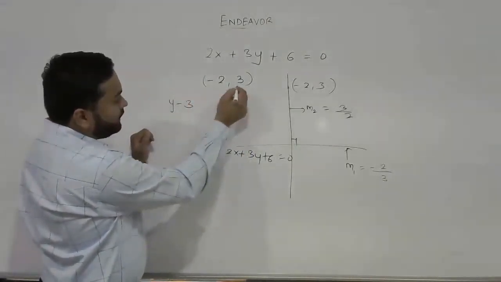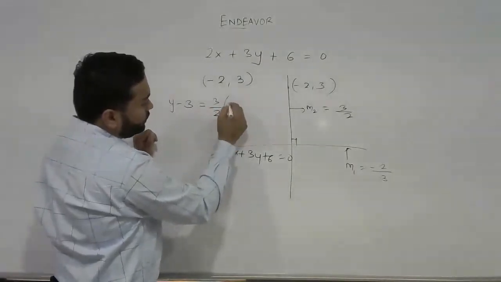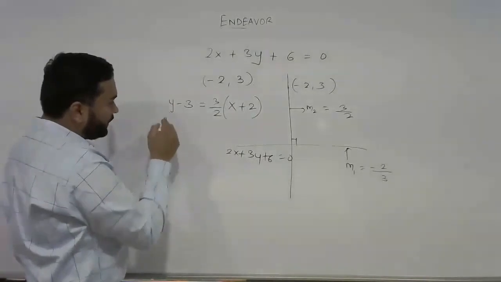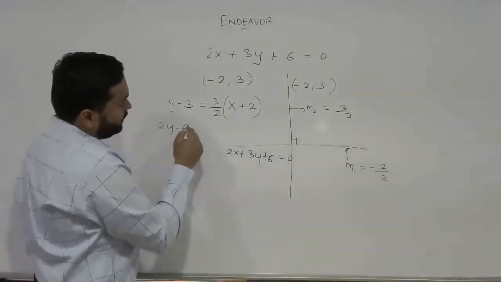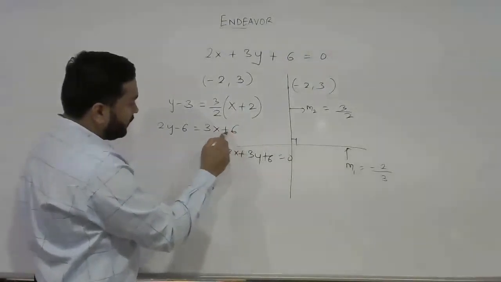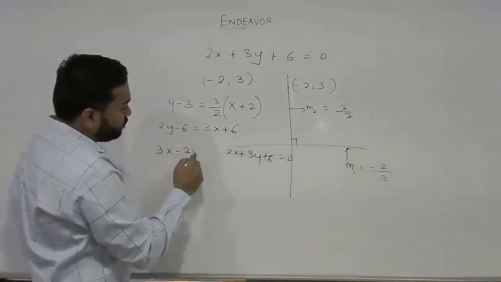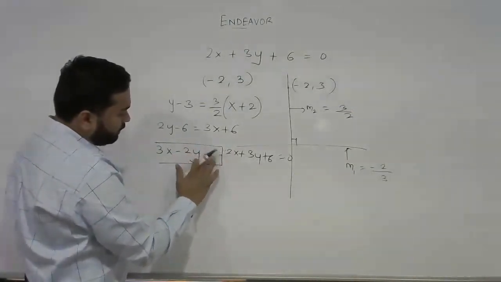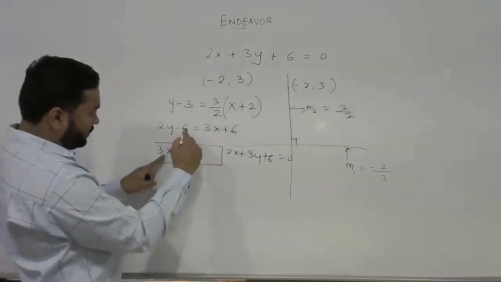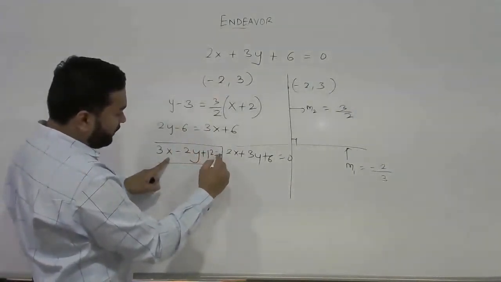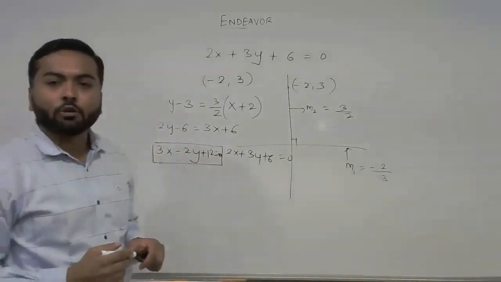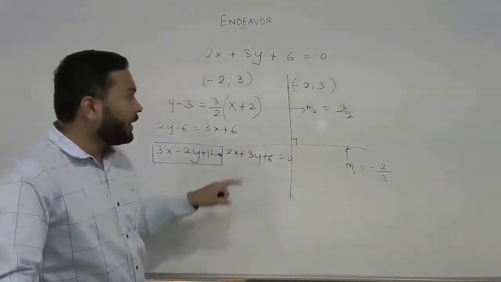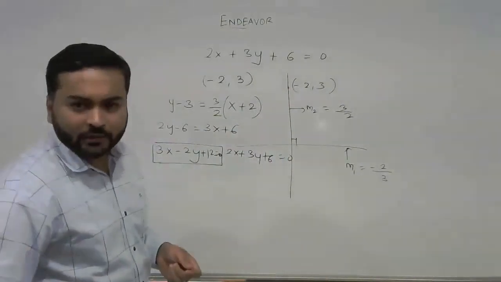y minus 3 is equal to 3 by 2 times x minus of minus 2, which is x plus 2. Correct? So if I simplify, multiplying by 2 here, that's 2y minus 6 is equal to 3x plus 6. So I have 3x minus 2y plus 12 is equal to 0. So this would be the equation of a line which is passing through minus 2 comma 3 and it is perpendicular to this line. Let's take one more example.